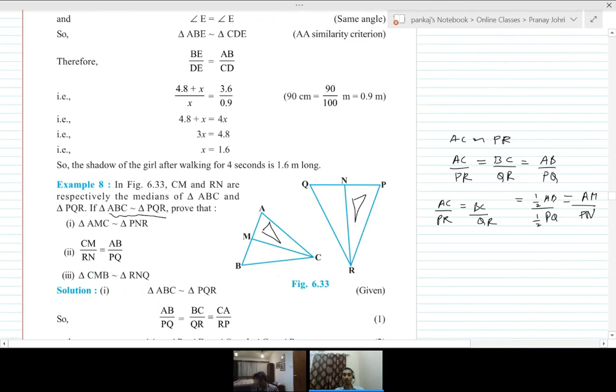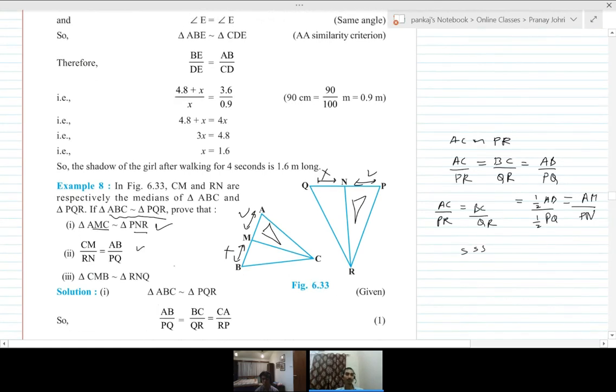So they want these corresponding triangles to be similar, because AMC and PNR is given. So we will take half of AB, this also. So this we are avoiding right now. We're taking the other one. Okay, fine till now. So this is by SSS criteria.